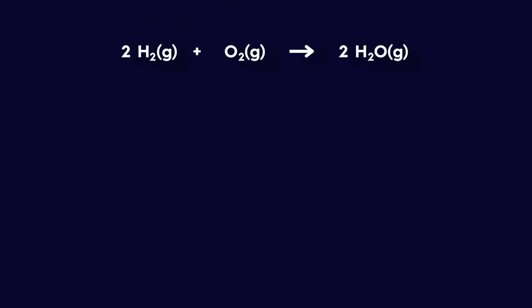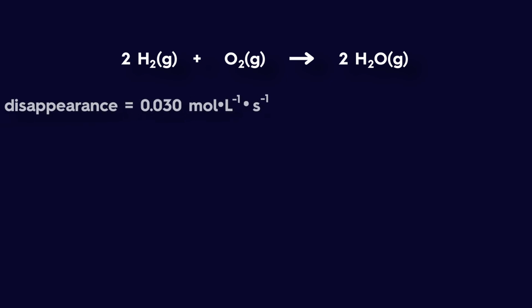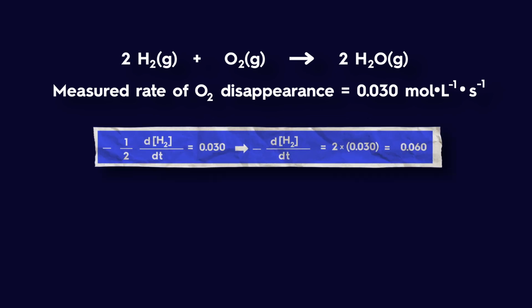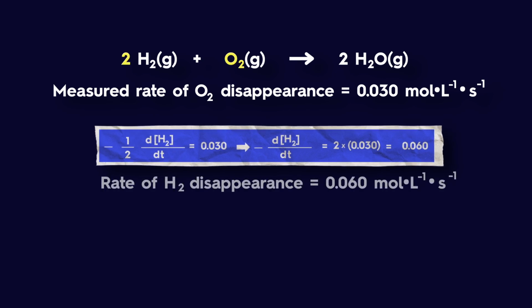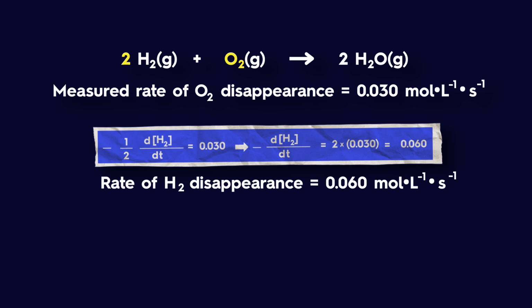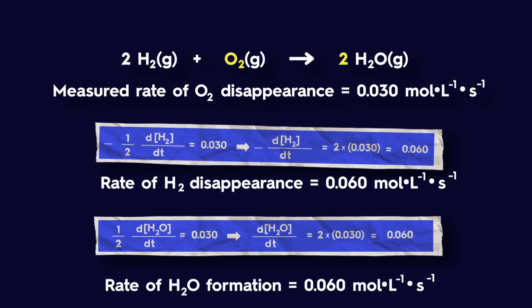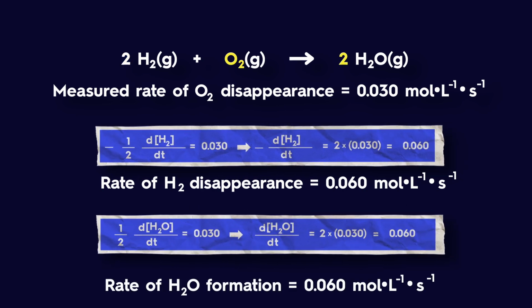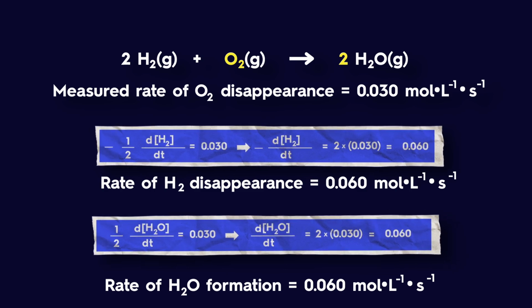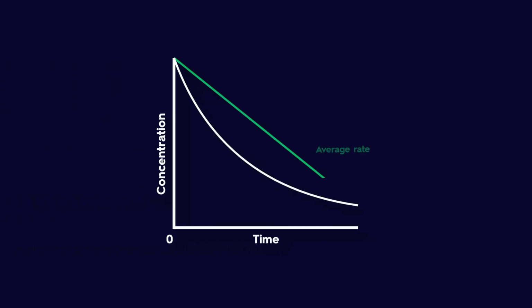Now, let's try our learning on a new case. If oxygen disappears at 0.030 moles per liter per second, hydrogen disappears twice as fast because of the 2-to-1 ratio. So, 0.060. Water forms twice as fast as oxygen disappears. So, its formation rate is plus 0.060. Average rates use finite intervals.